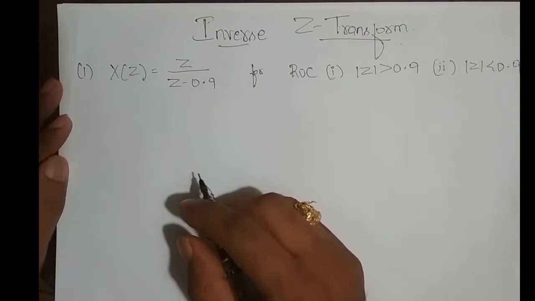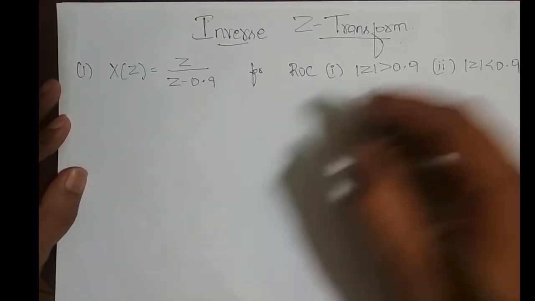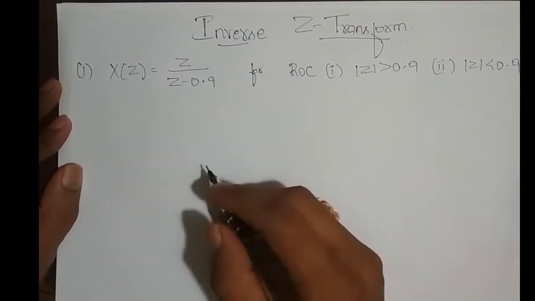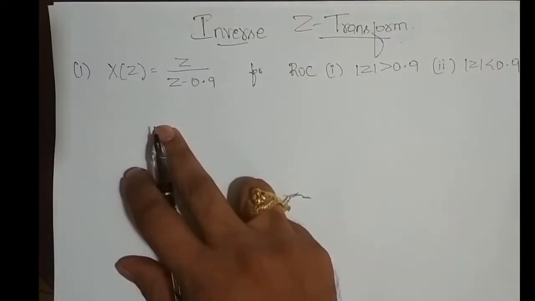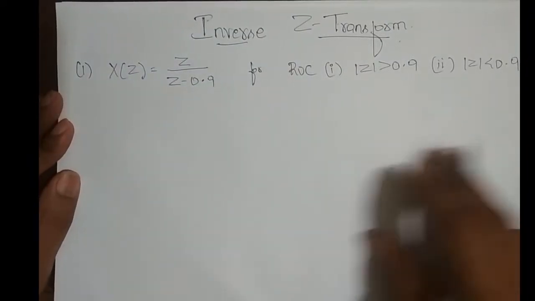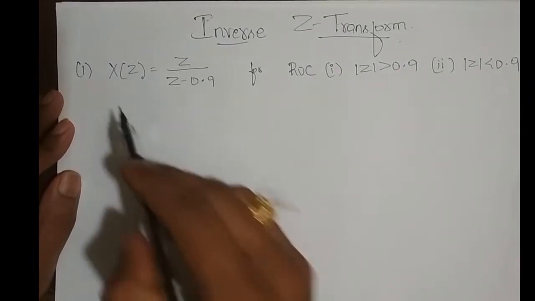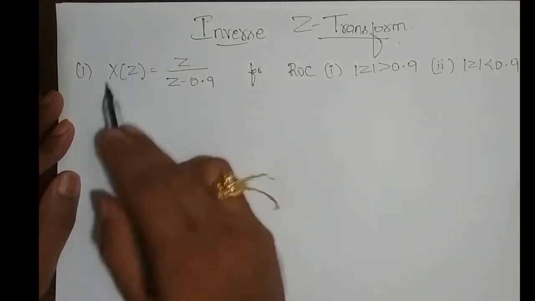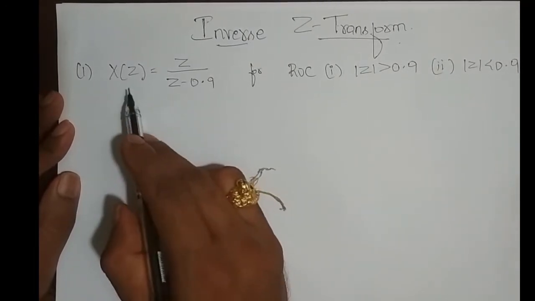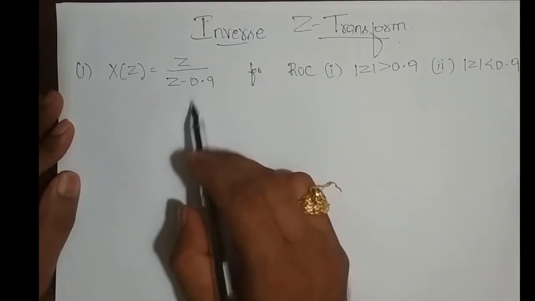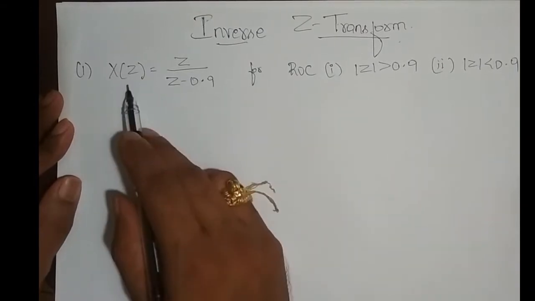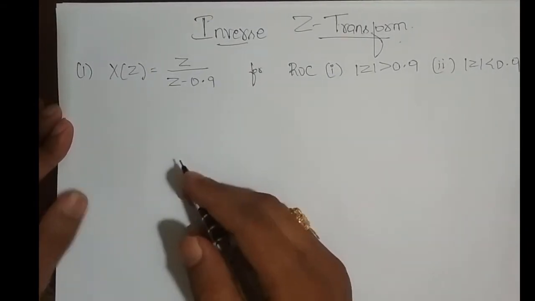So far we discussed finding Z transform in the sense given x of n we used to find x of z, converting from time domain to z domain. From this video we will start inverse Z transform, where they will give you x of z, it is in z domain. Now I need to find its equivalent time domain sequence. Given x of z I need to find x of n.